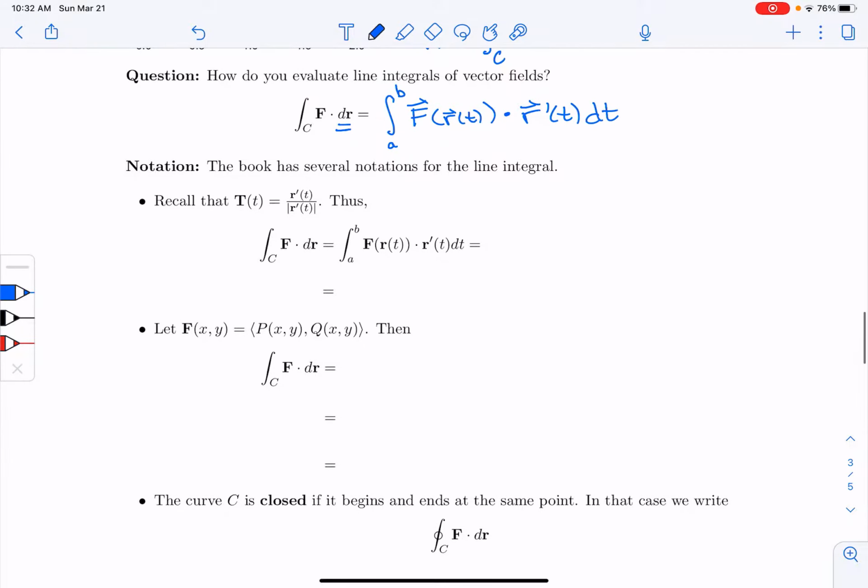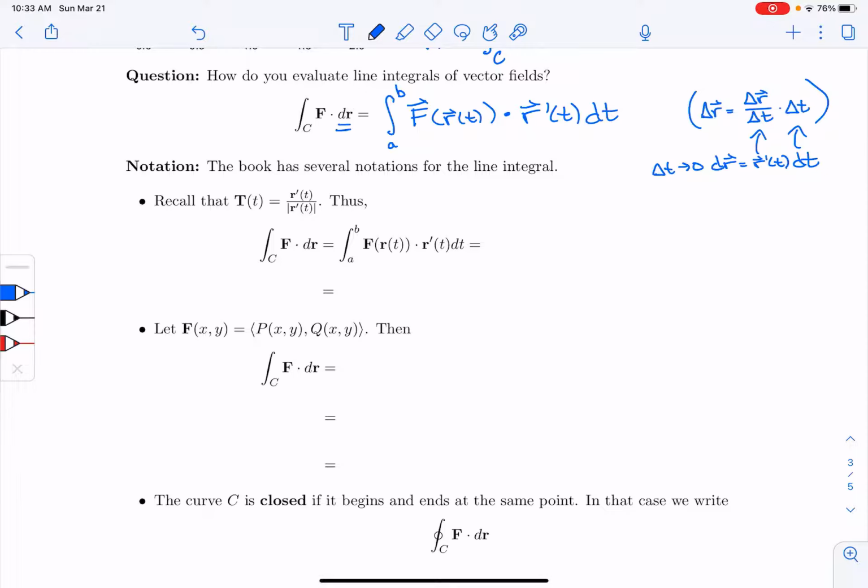One way you can think about that is that our delta r we can think of as being delta r over delta t times delta t. And then as delta t goes to 0, then dr is r prime of t, which is this piece, dt. So as delta t goes to 0, dr equals r prime of t dt.